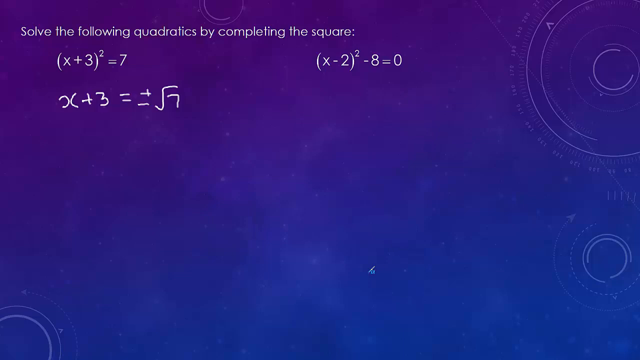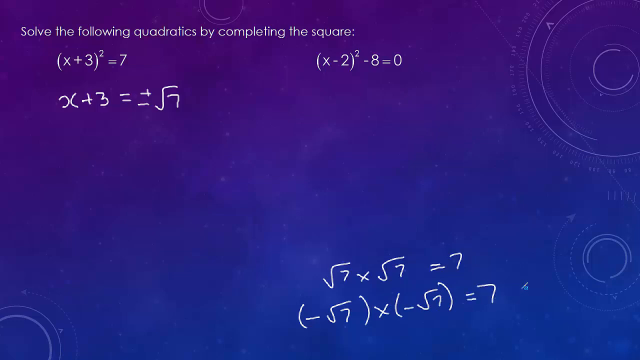Think about the fact that root 7 multiplied by root 7 is equal to 7, but negative root 7 multiplied by negative root 7 would also be equal to 7. Then all we need to do is take the 3 to the other side, and we'll have negative 3 plus or minus the square root of 7, and that's what's known as an exact answer.